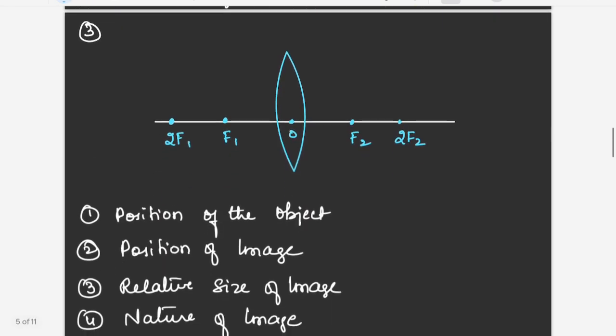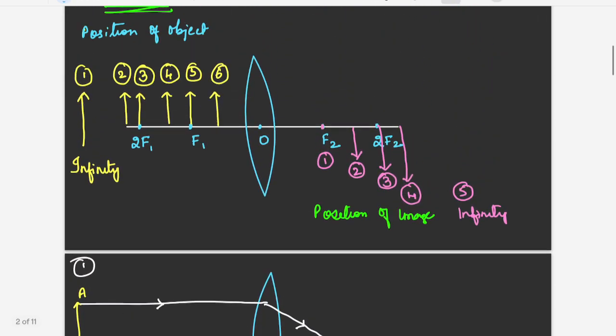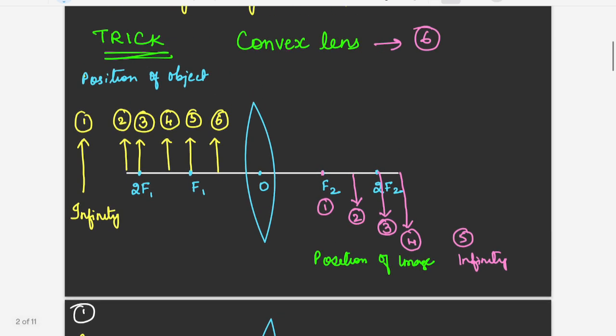So next we will go for the third ray diagram. In the third ray diagram, we are placing the object exactly on 2F1. So this is 2F1. We are placing the object AB. And here where the image is formed, from this trick we can get an idea exactly. So see here where exactly it is formed.